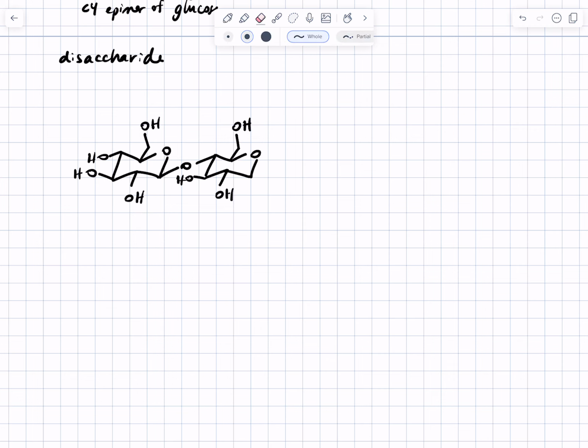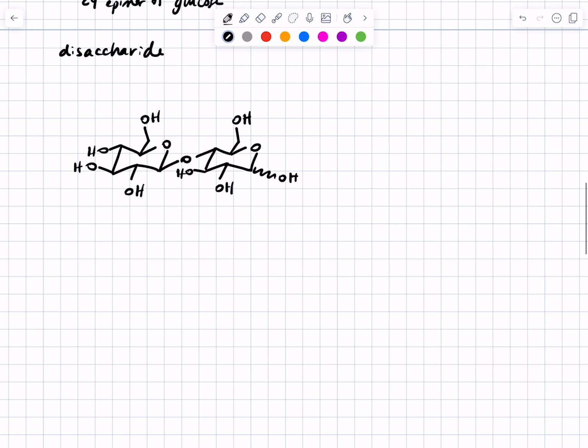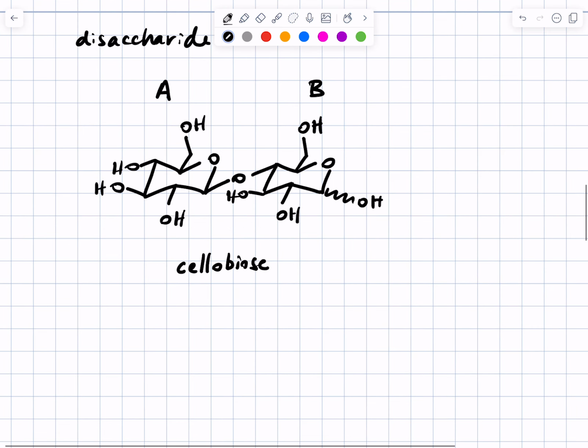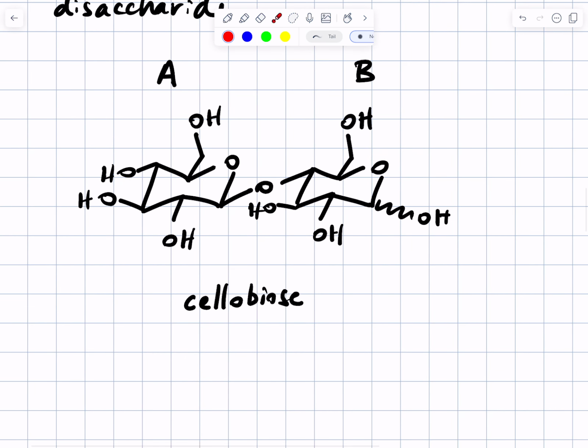And we'll say that this end of the sugar is still a squiggly line, meaning a mixture of alpha and beta anomers. We'll call this subunit A and this subunit B. This disaccharide is called cellobiose. It is a subunit of cellulose, which is a component of plant cell walls.